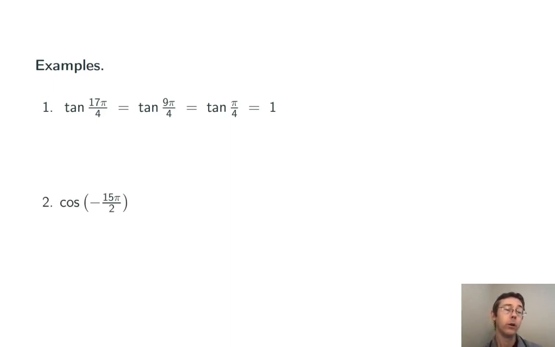Second, let's do cosine of negative 15 pi over 2. Again, I'm going to start adding multiples of 2 pi until I get to a more convenient angle. So here I'm going to add 16 pi over 2. That's 8 pi. It's a multiple of 2 pi. So I'm really just looking for the cosine of pi over 2, and that's equal to 0.